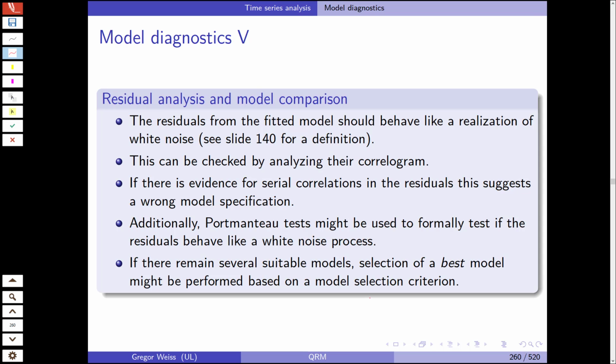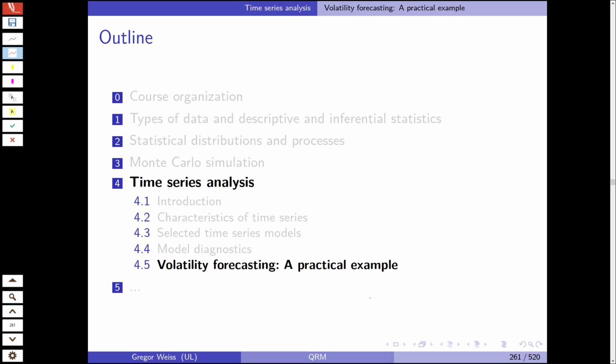So again, you can check this by analyzing the correlogram. If there is evidence for serial correlations in the residuals, probably the model's wrong. You can also use so-called portmanteau tests, which might be used to formally test if the residuals behave like a white noise process. And if there remain several suitable models, you can then select the best model based on model selection criteria. Okay, so let's make a practical example.